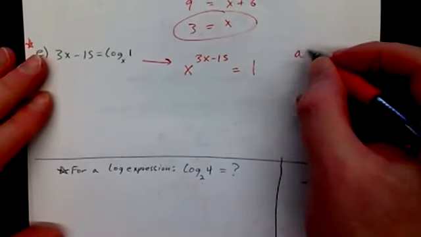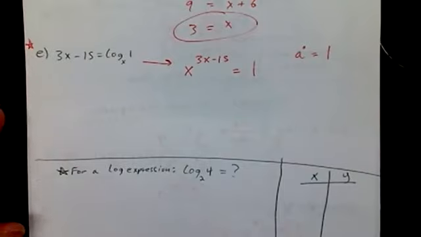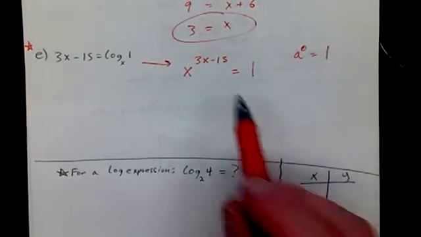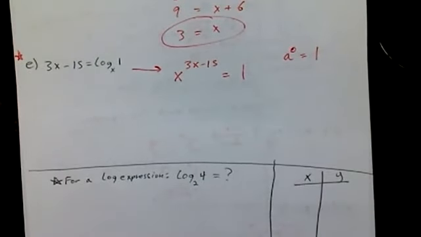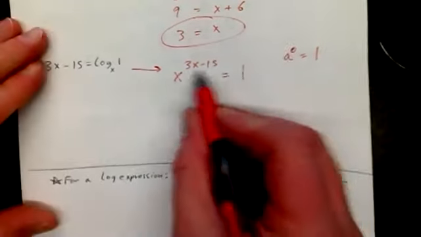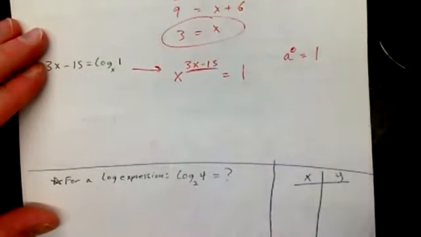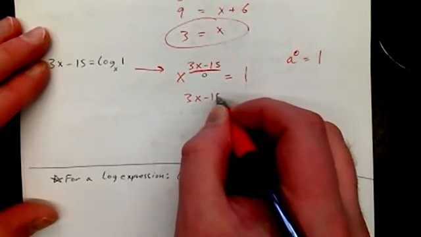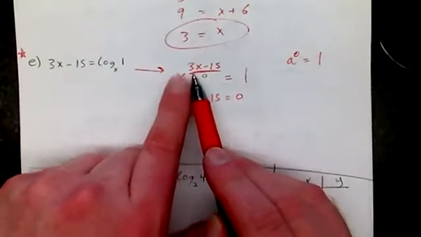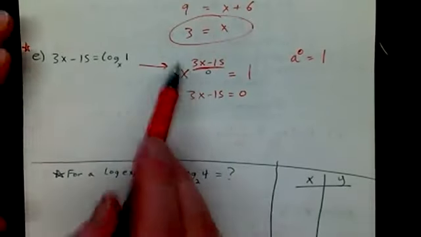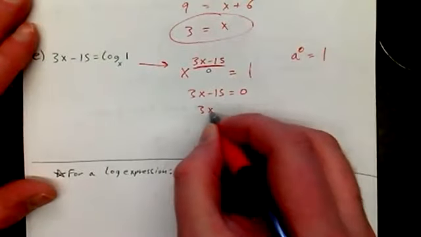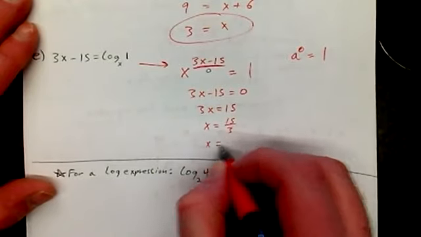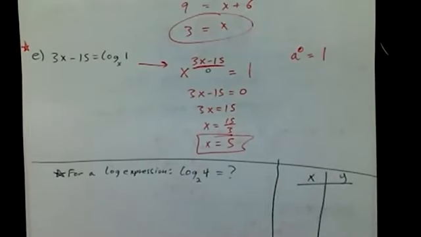Anything to the 0 power is equal to 1, right? We know that. No matter what the base is, anything to the 0 power is 1. So if x to the 3x minus 15 equals 1, well, that means that this exponent must be 0, right? So just 3x minus 15 has to be 0. If that exponent is 0, I know this will be true, no matter what x is. So 3x is equal to 15. X is equal to 15 over 3, or x equals 5.